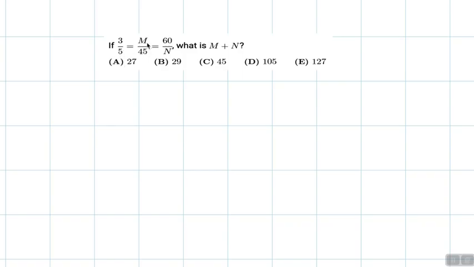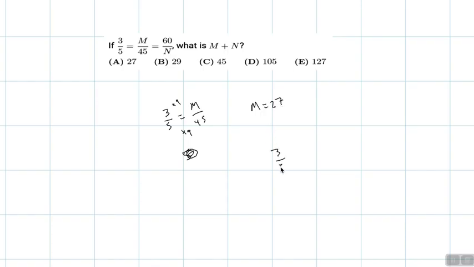If 3/5 equals m over 45, which equals 60 over n, what is m plus n? We can solve this. So 3/5 equals m over 45. That means that we multiply 5 by 9 to get that, multiply 3 by 9, so m is equal to 27.